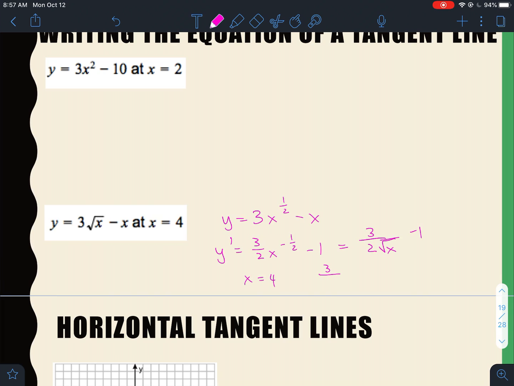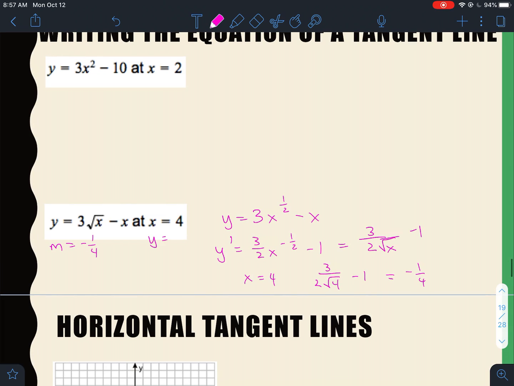I want to know what that is when x is 4. So this is going to be 3 over 2 times the square root of 4, minus 1. Well, this is going to be 3 over 2 times 2, so it would be 3/4 minus 1. And 3/4 minus 1 is going to be negative 1/4. So the slope of my tangent line is negative 1/4.